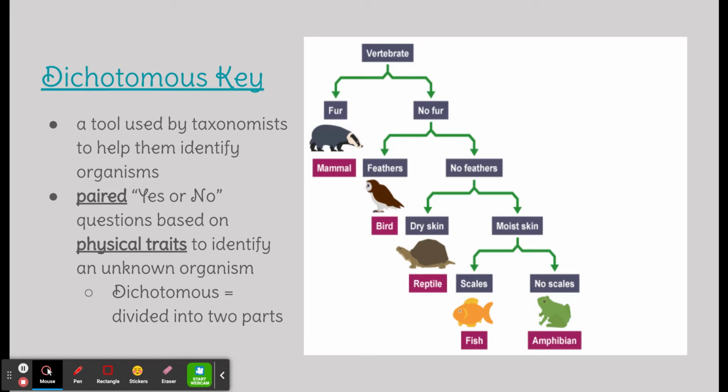And the reason why it's called dichotomous is because it's divided into two parts. So a dichotomous key will always have two paired statements that will help scientists determine the species they have in front of them and be able to figure out what specifically it is.